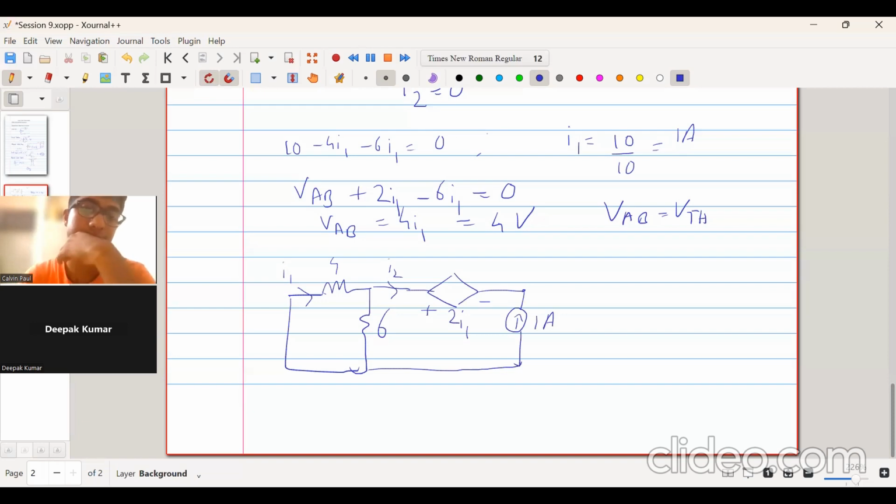Sir, why are we connecting a 1 ampere current source here? Then how much is the value of the current source? What, sir?